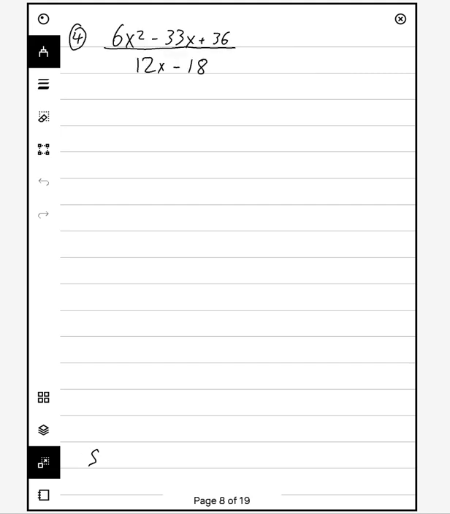Okay, well, let's do this one. So, no, this is different. This is not adding or subtracting.